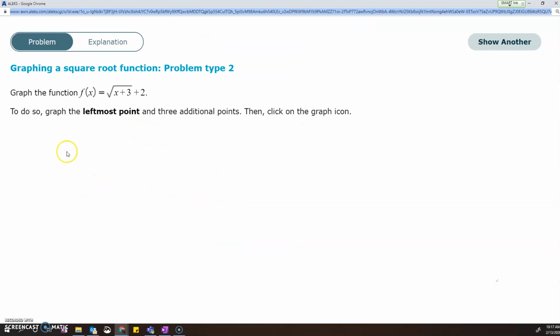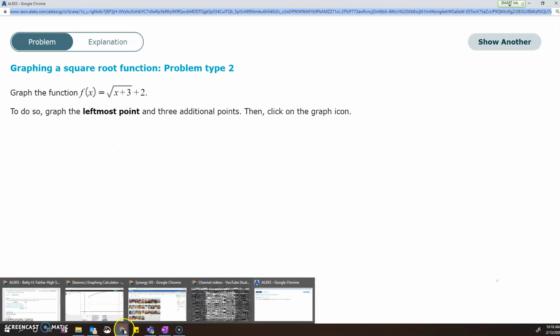So what it'll look like on your end is it'll say graph this function, and then to do so, graph the leftmost point and 3 additional points. Then click the graph icon. So you're going to actually see the graph. You're going to have your little tools like the pencil and everything. You're going to plot your 3 points, and then you're going to hit graph, and it'll graph it for you. All right, here's what I would do.